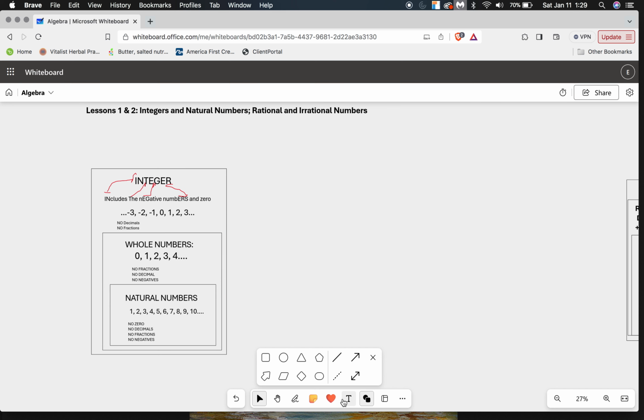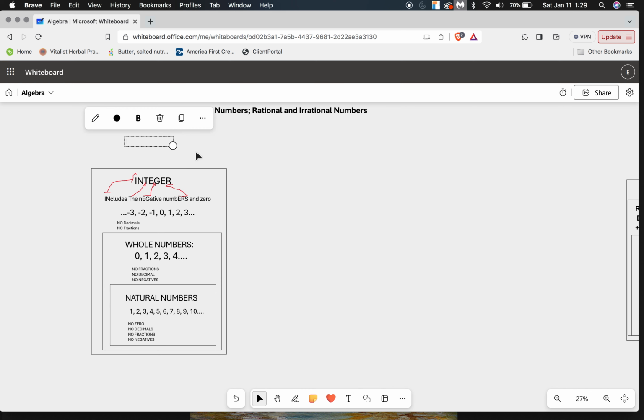All right, so our next level of number is a rational number. A rational number includes any number that can be written as a fraction. So yes, fractions. Yes, decimals. And anything that makes sense. So 0 makes sense. We understand what 0 is.